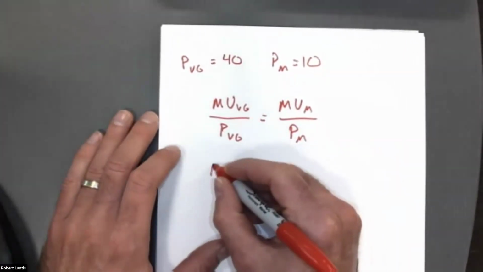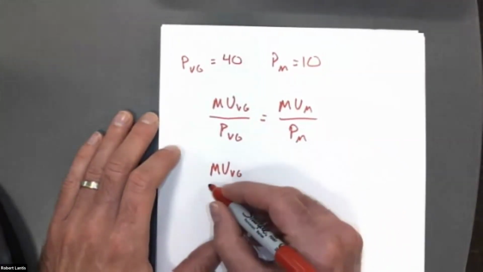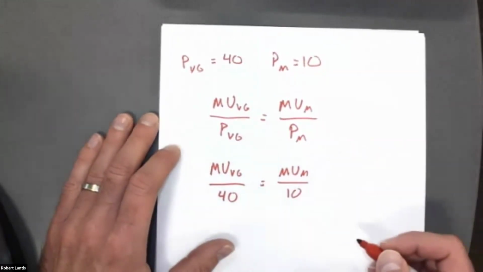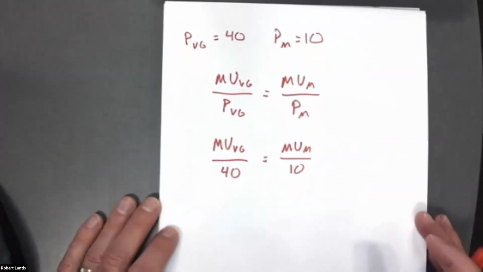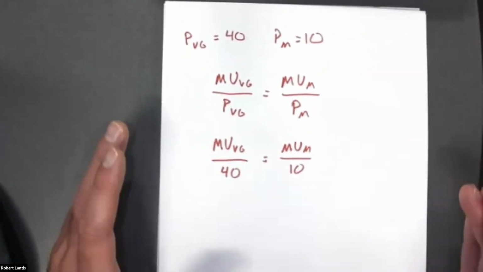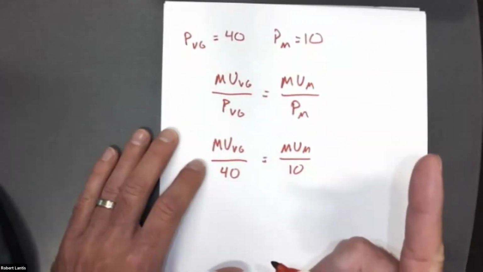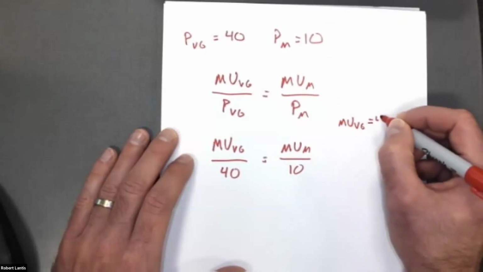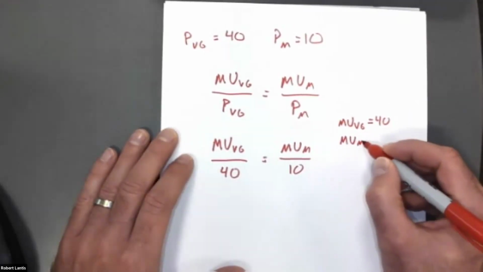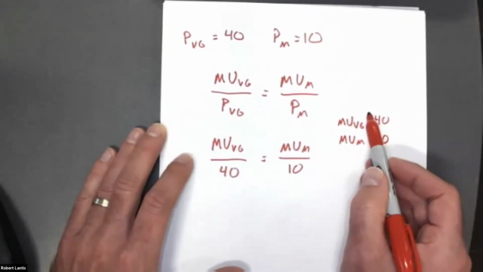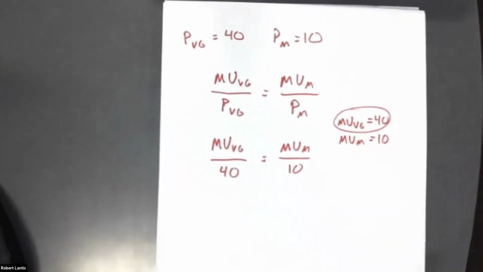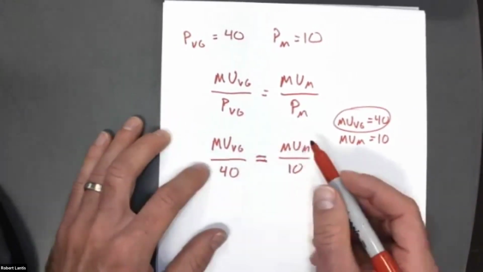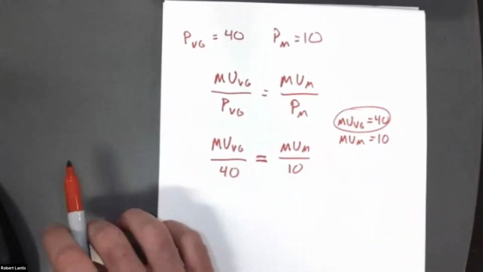So if I've got the marginal utility of a video game over 40 is equal to the marginal utility of a movie over 10, one way you can do this is just think about if the marginal utility per dollar of both goods had to be equal to 1. What would the marginal utilities have to be? Well, the marginal utility of a video game would have to be 40. The marginal utility of a movie would have to be 10. So what must be true? The marginal utility of the video game must be higher.